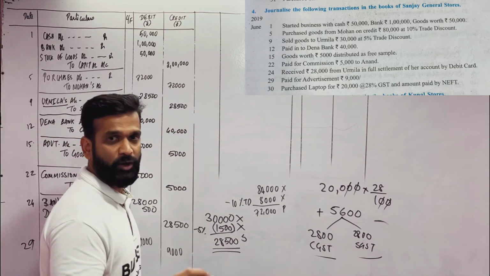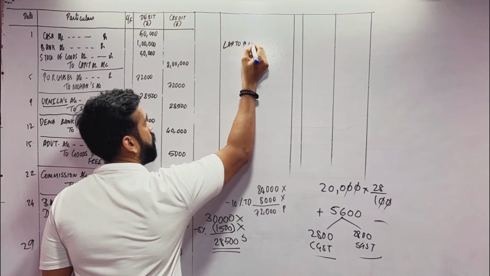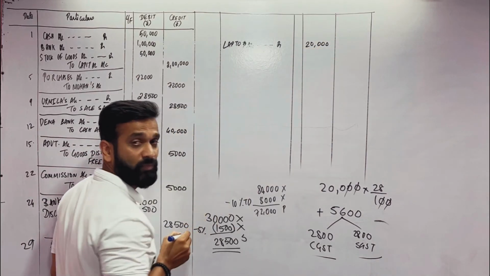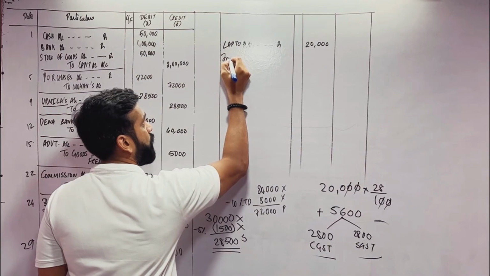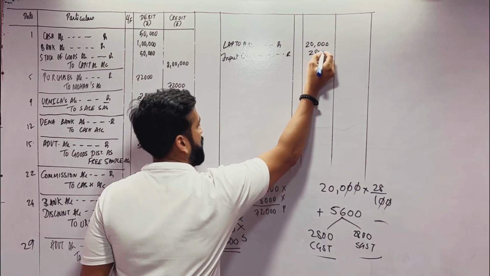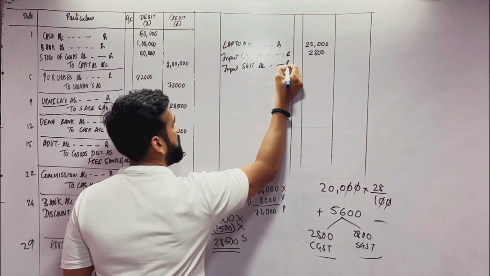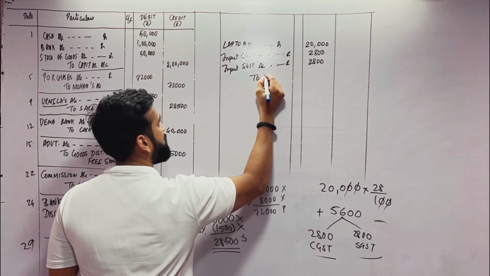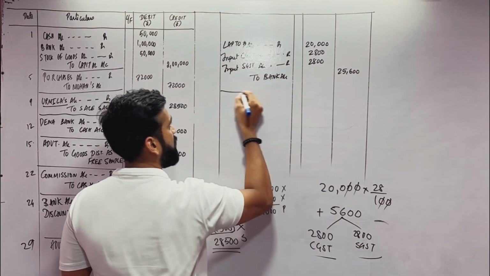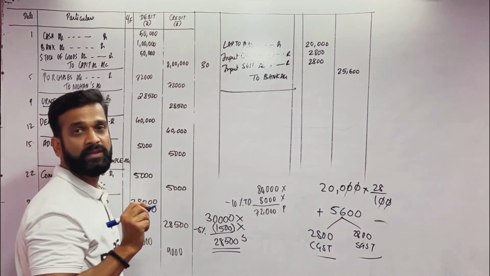Okay, so when you are purchasing laptop, so I will write the entry laptop account debit. Don't write purchase account debit ना boss. Laptop account debit. laptop कितने का था? 20,000. बराबर है. फिर क्या देना है तुमको? इनपुट CGST. कितना देना है CGST? 2,800. इनपुट SGST. कितना देना है SGST? 2,800 देना है. टू कैसे दे रहे हैं? कैश में के बैंक में? बैंक में. कितना देना है? 25,600 being laptop purchase and amount paid by NEFT. This is 30th. Is this clear?